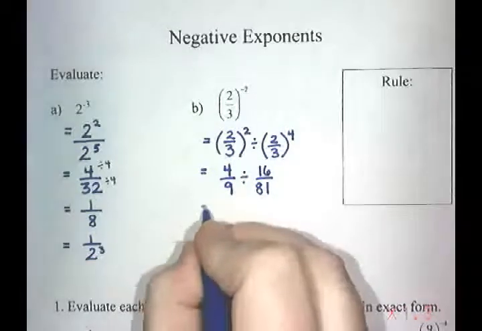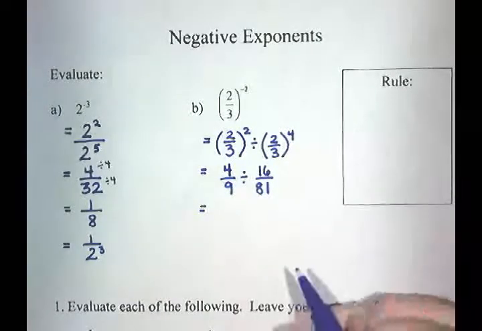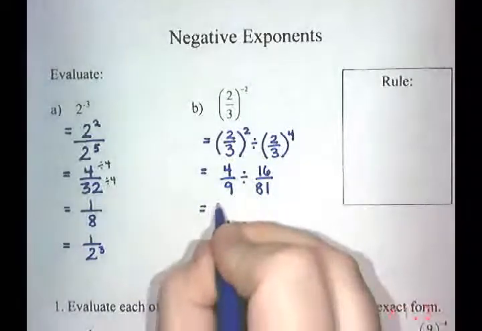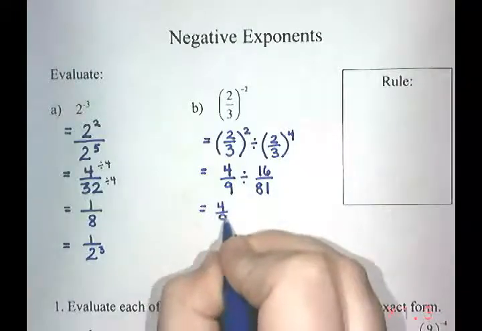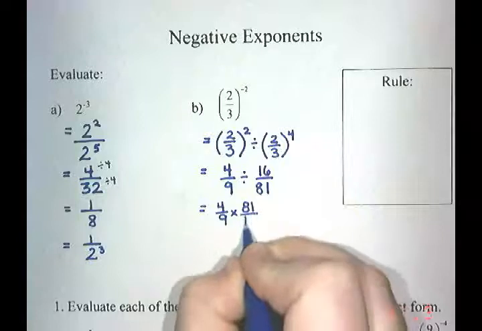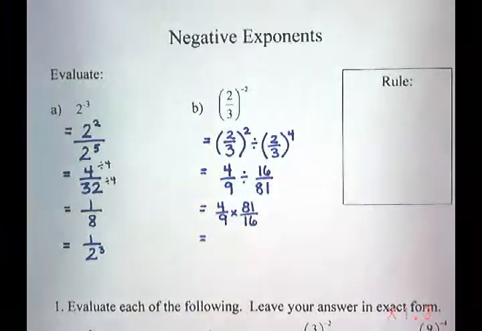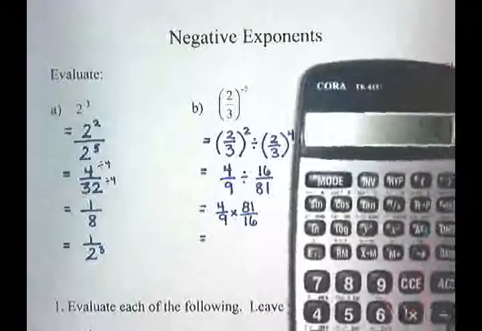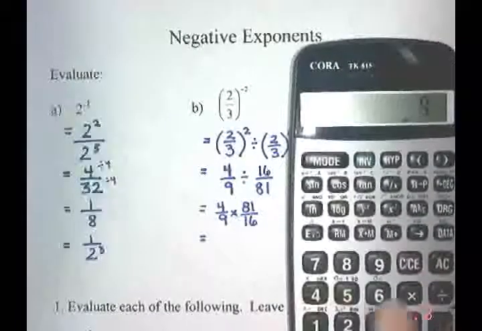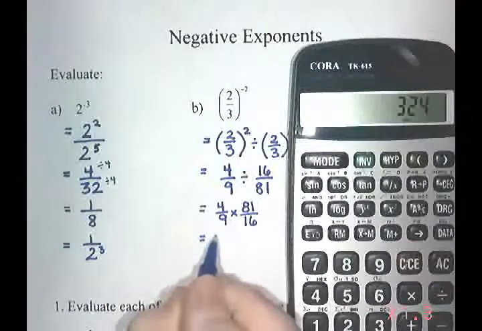Now, to divide fractions, we multiply by the reciprocal. And what that means is we take the second fraction and we flip it over and turn it into a multiplication question. So this is going to be 4 over 9 times 81 over 16. And then since these numbers are a little bit bigger, I am going to try using my calculator to calculate. So 4 times 81 is 324.